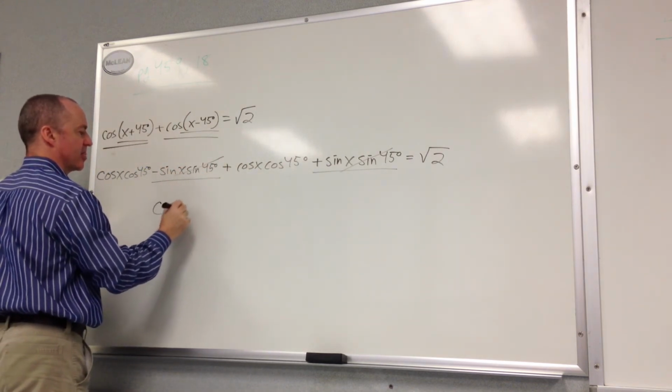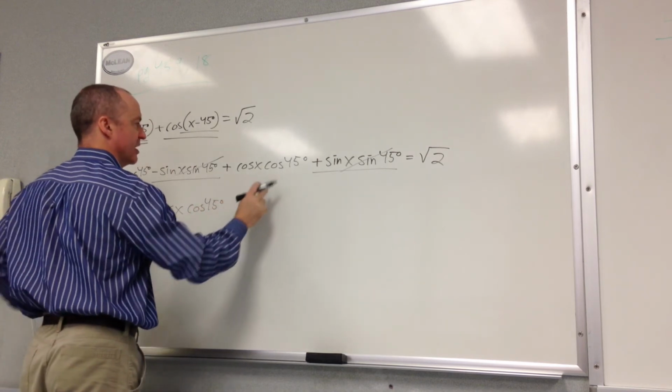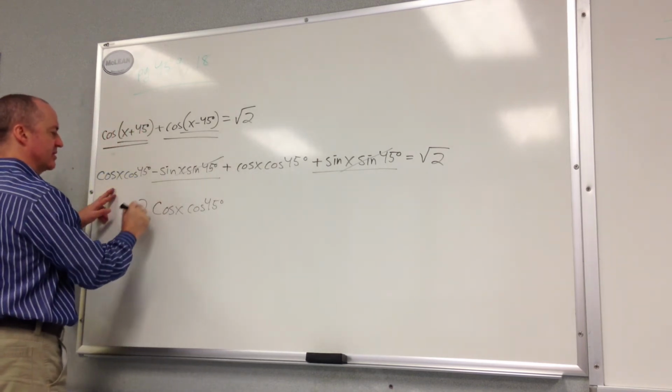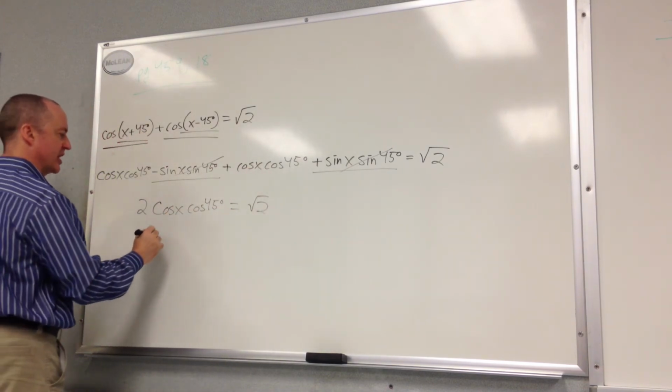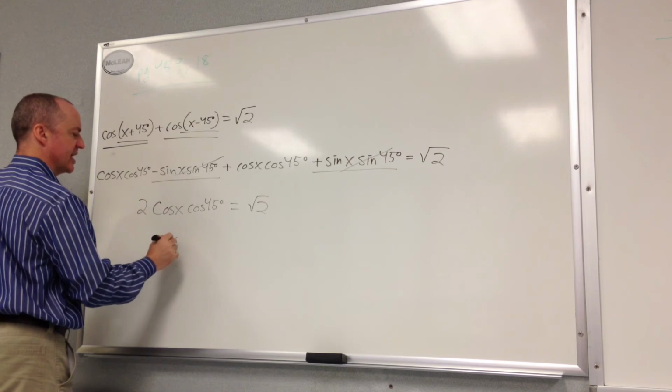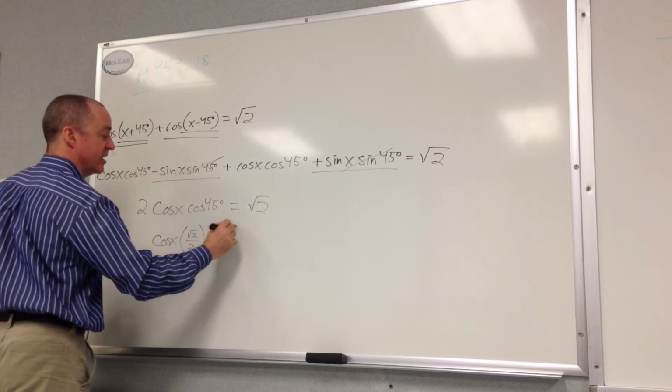Couldn't you change the cos 45 in each one to the square root of 2 over 2? I absolutely could. And this is the same term, so you get 2 of these. Excellent. Perfect. Okay, so now I get cosine x times the square root of 2 over 2 equals the square root of 2 over 2.